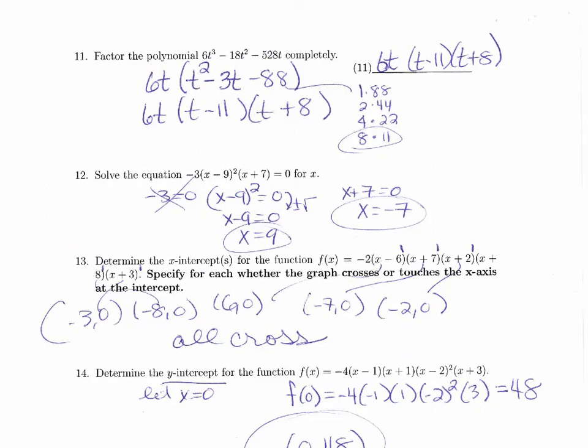Okay, number 11, you have to factor completely. You want to pull out a GCF first. GCF are common to all terms. So for this one, you have a 6 common to everyone, and you also have a t.